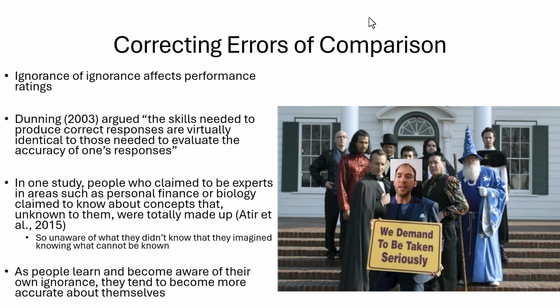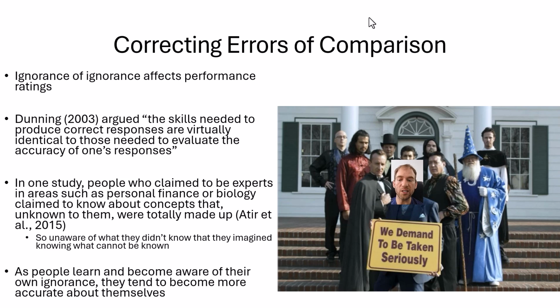Correcting errors of comparison. Ignorance of ignorance affects performance ratings. Dunning argued in 2003 that the skills needed to produce correct responses are virtually identical to those needed to evaluate the accuracy of one's responses. So the idea being, you don't know what you don't know, and the skills that are required to be good at something are also associated with your ability to evaluate if you're good. So basically, the classic Dunning effect situation here: people ignorant in a particular skill or set of knowledge, whatever it is, are more likely to think that they're better at it because they don't have the ability to evaluate themselves within that field because they're so ignorant of that field. So they end up overrating their ability. It's the theoretical model here.